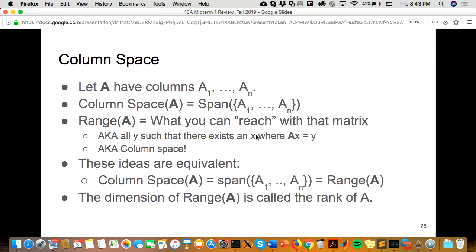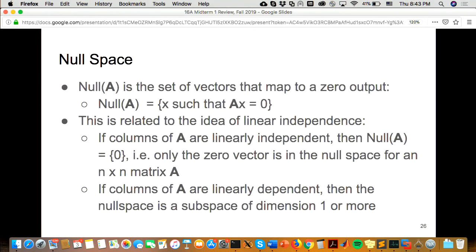As I said, the ideas of column space, span of all the columns, and range of A are identical. The dimension of this space is called the rank of the matrix. But this is all jargon. The useful information is that the column space is just telling me which vectors I can create using this matrix. Great. Now, the null space is a different set. It's the set of all vectors x such that when I multiply A with x, I get 0. So any vector x that is mapped to 0 using matrix A is in the null space of matrix A.